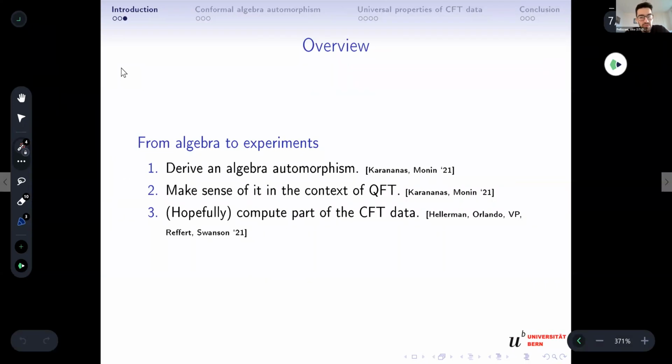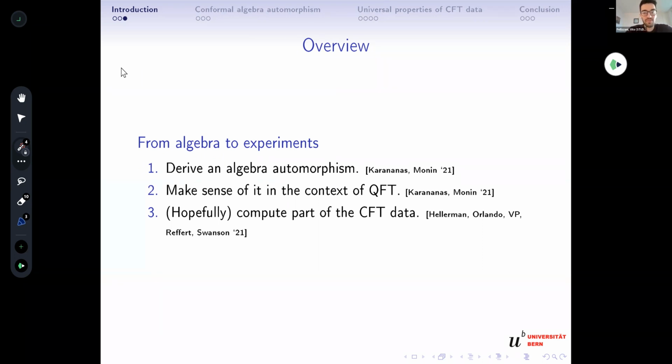So the idea would be first to explain how and why we can derive or find an algebra automorphism in the conformal algebra. If we find an automorphism, it means that we have two different ways of looking at the same problem, right? One is the original problem, computing the eigenvalue spectrum, the dilatation operator, for instance.